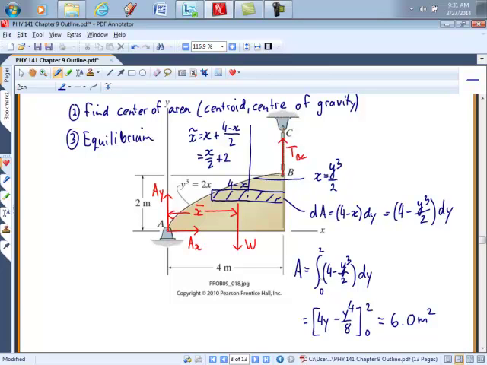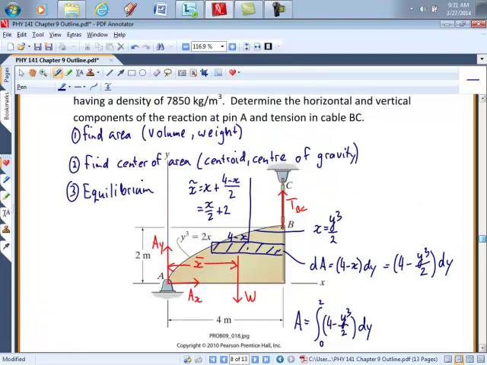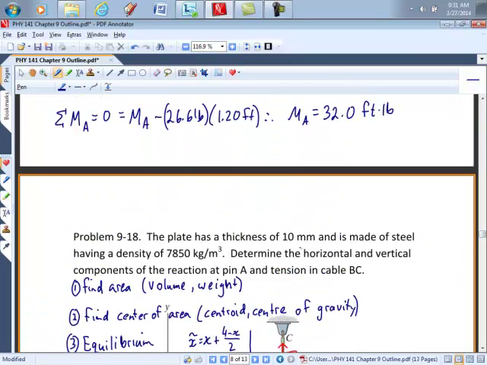Once we've found the area, then we would go to find the volume, because we know that it's 10 millimeters thickness.